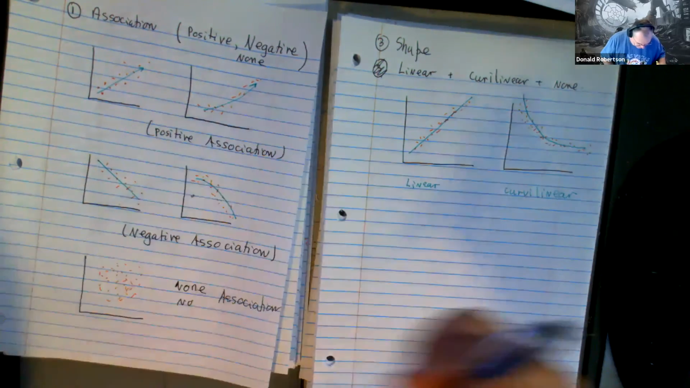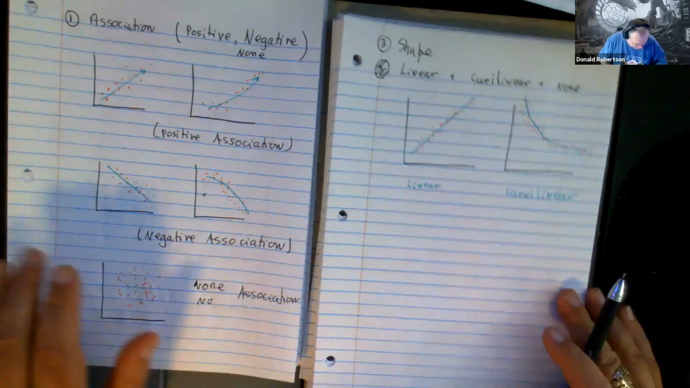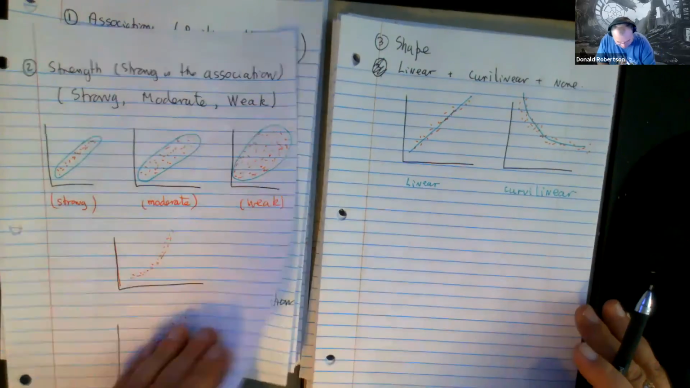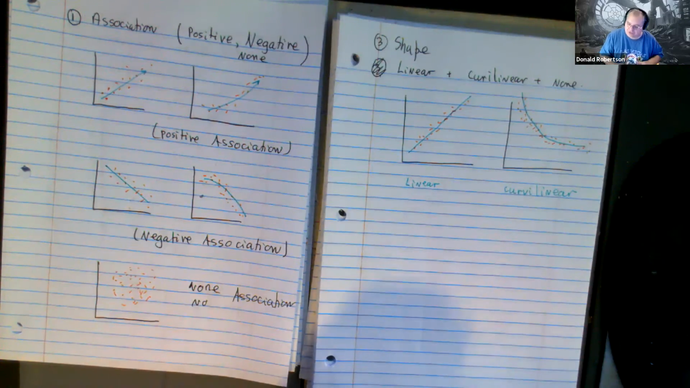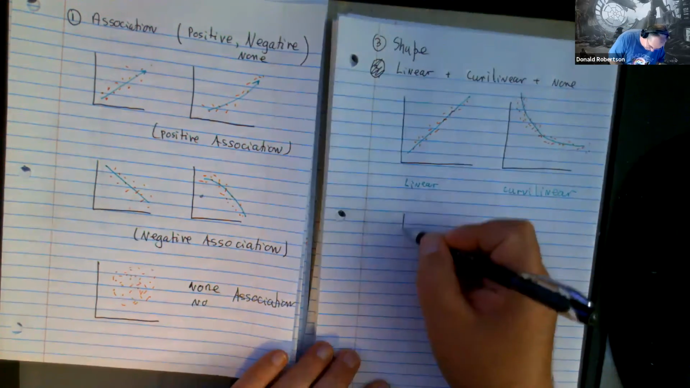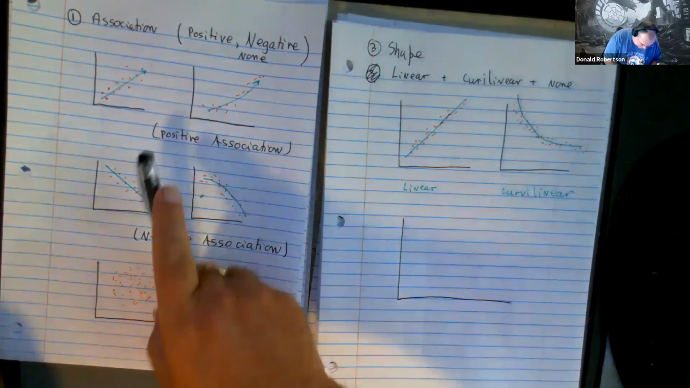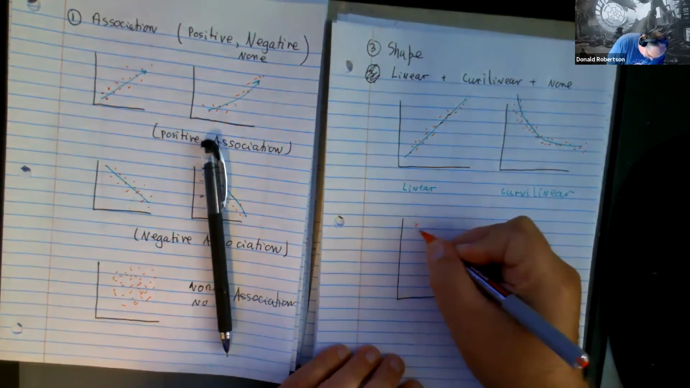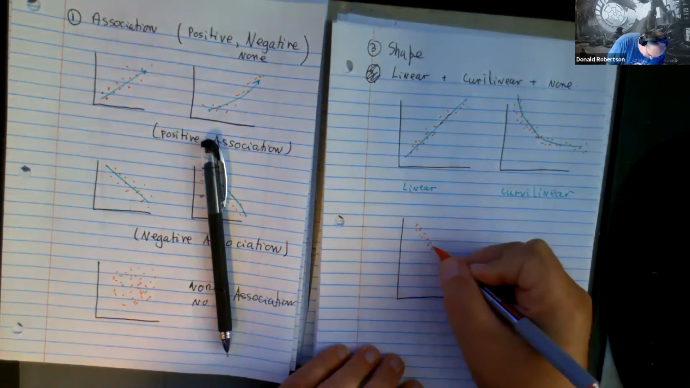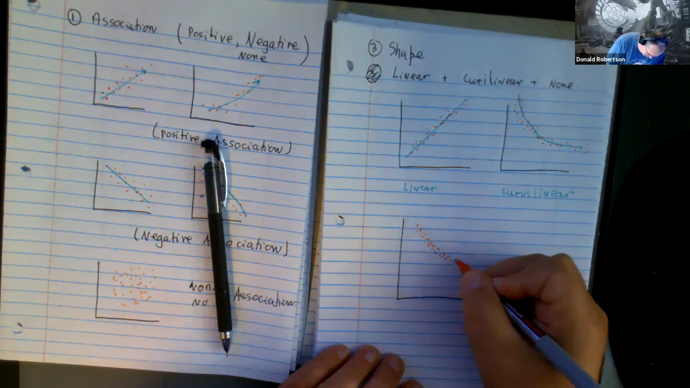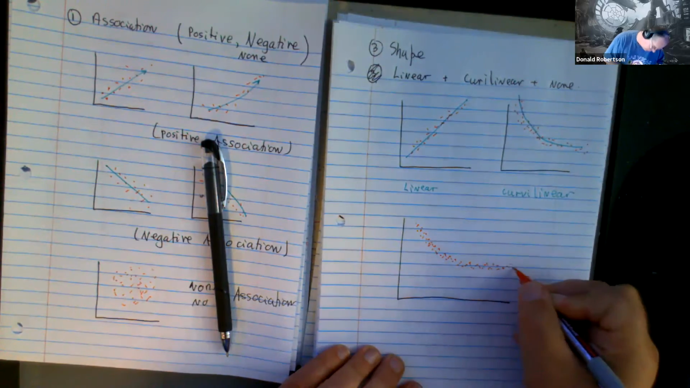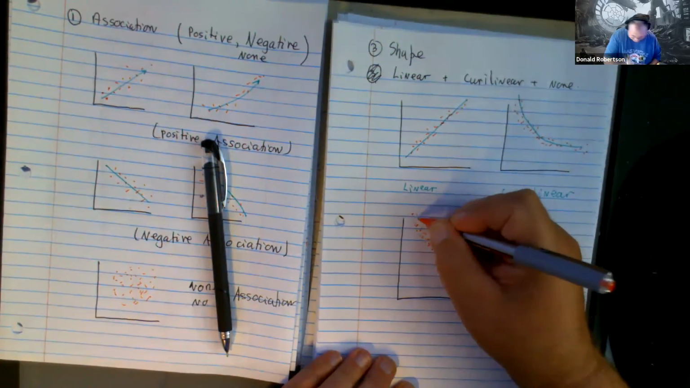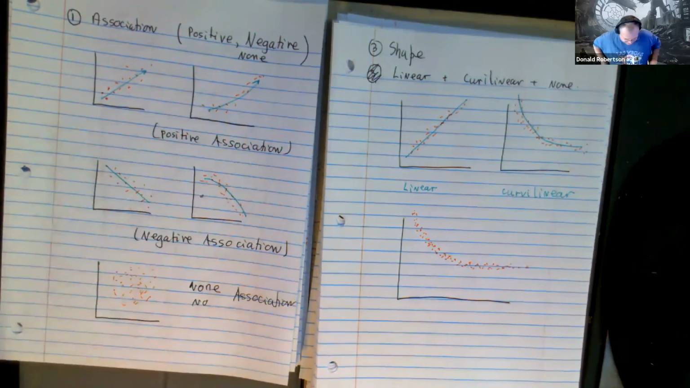Now, if you put all of that package together, positive, negative, none, strong, moderate, weak, and linear and curvilinear, you can actually describe a scatter plot using words. So let's start with a brand new scatter plot. And let's talk about describing it.